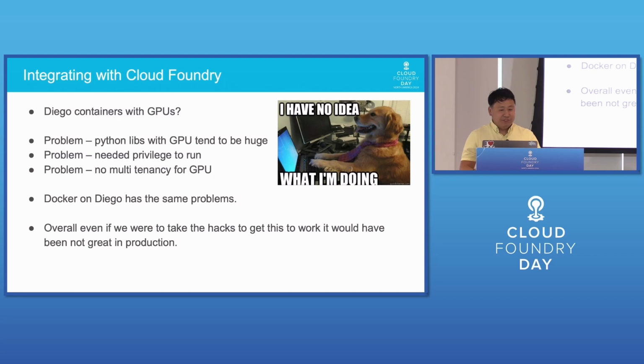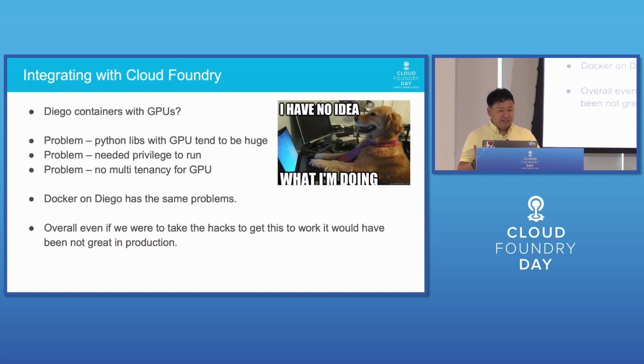Python libraries with GPUs are very big. They're like 10 to 20 gigs. So when you're copying the droplet back and forth and trying to scale, it's not a great experience. And then in order to get the container drivers to work through the containers, I needed to run it as privileged. And I don't love running root containers on a production system. And then with GPUs, there's no multi-tenancy at all. So either you have a GPU or you don't.